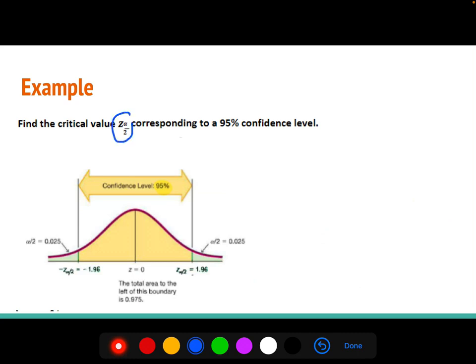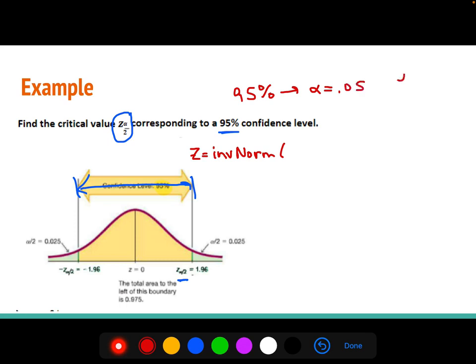So an example, we want to find z alpha over 2 for a 95% confidence level. So 95% means it's between those two z's. We want the one on this end. Now here's how we go about that. We can use the calculator for it. It's finding a z-score, which is the inverse norm. Now you need your area. And since this is 95%, that corresponds to an alpha of 0.05. So that means alpha over 2 is 0.025.